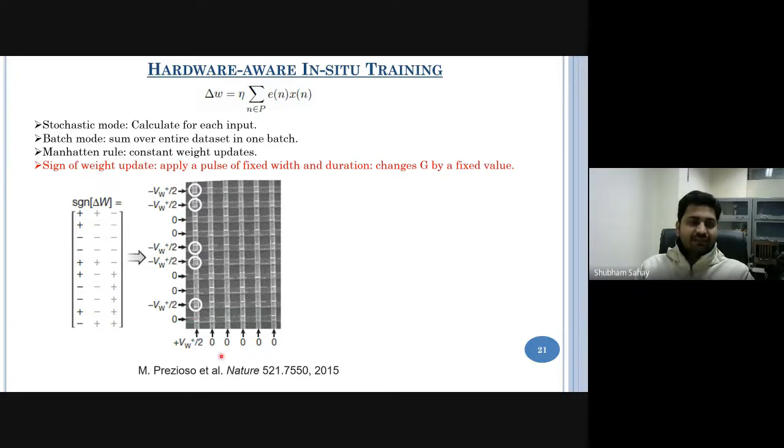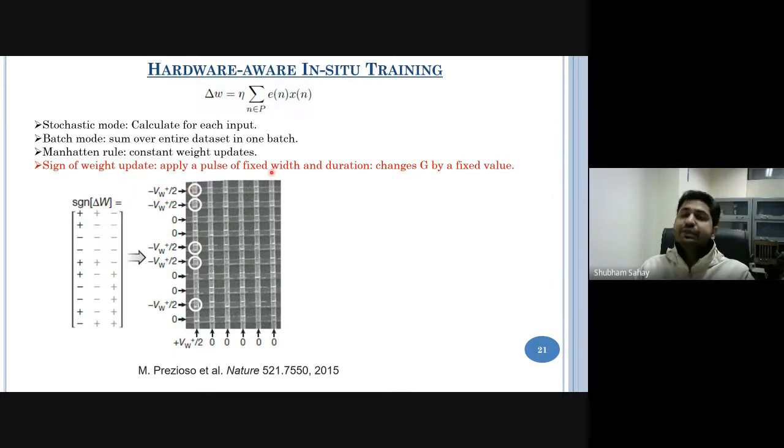How do we do it? We apply VW by 2, which is the write pulse magnitude by 2, on the column like this. And to the cells where we want to increase the weight, we just apply minus VW by 2. Why do we apply minus VW by 2? Because essentially the overall voltage across that would be VW by 2 minus minus VW by 2, equal to VW. So this VW voltage is falling across this RRAM, this RRAM, this RRAM, this RRAM, and this RRAM, and it actually increases their weight. And that is how you tune the neural networks during runtime.